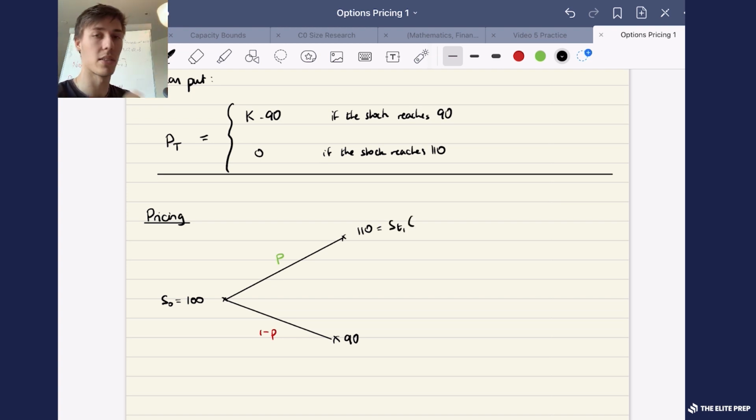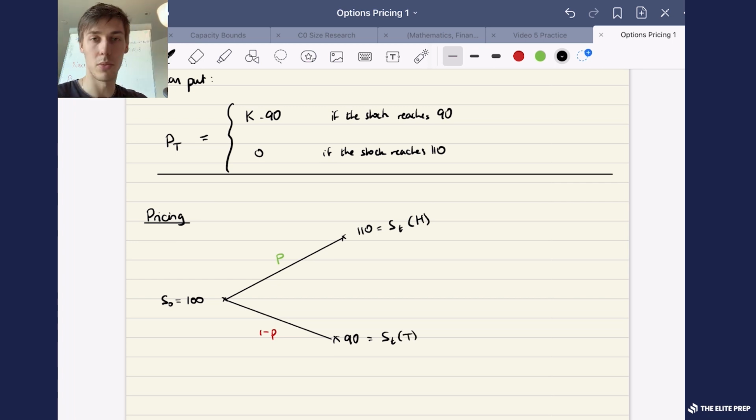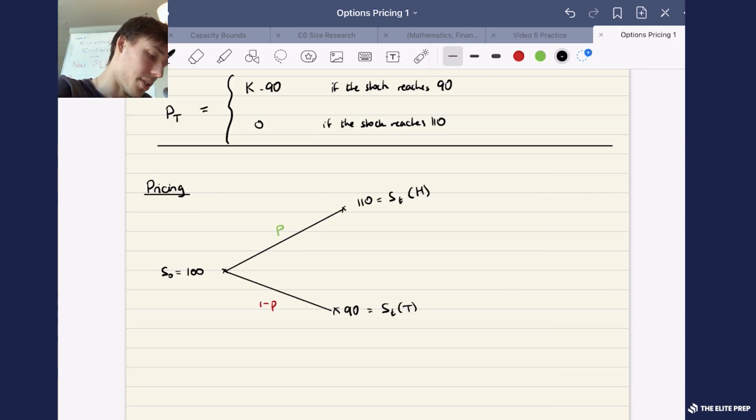So this is our stock, ST1. And because there are only 2 options, we can think of this as just throwing a biased coin. The coin has a probability of P of being heads. So then we say S little t at heads is equal to 110, and S little t at tails is equal to 90. That's the evolution of the stock.